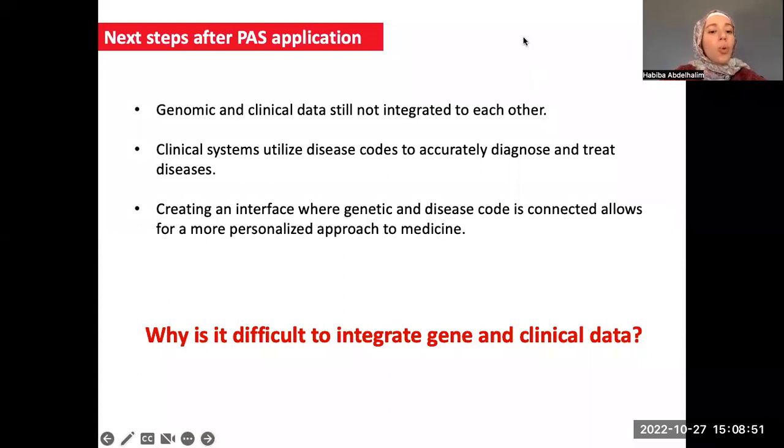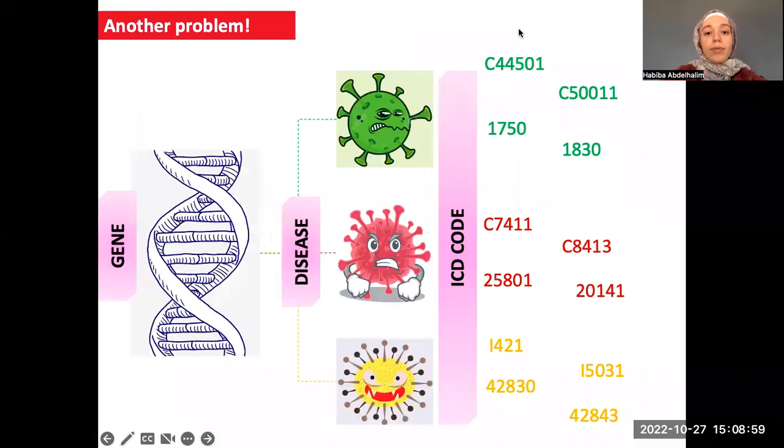So now the question remains, why is it really difficult to integrate gene and clinical data? For starters, clinical data is currently available as standalone. This means that in order to link a gene to a disease and then an ICD code, a researcher would have to access multiple databases. Since there are different types of diseases that arise from one gene mutation and each disease has a unique ICD code, there are many connections that need to be made to reflect this information in one interface. This process can be extremely time-consuming and labor-intensive.